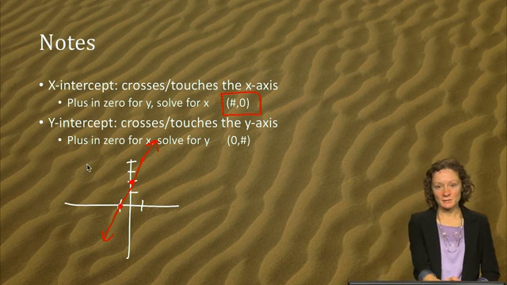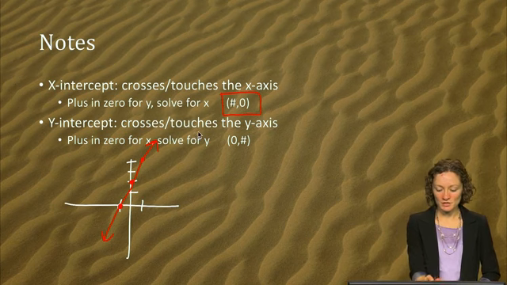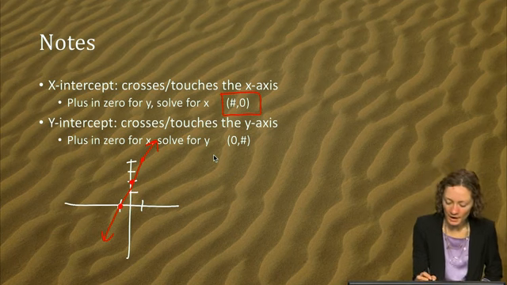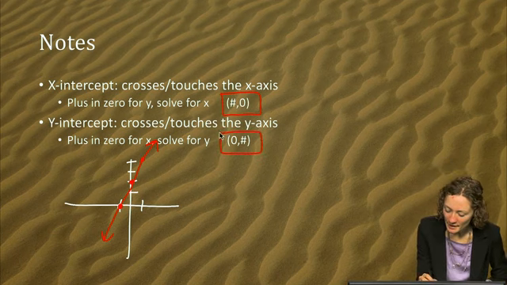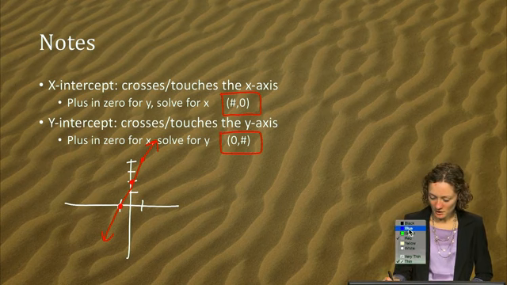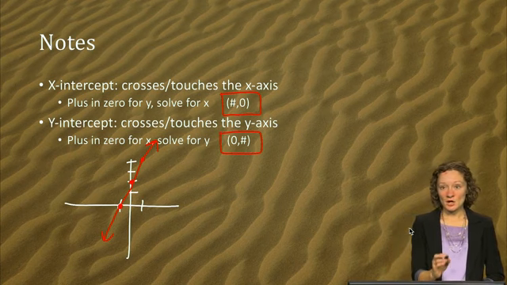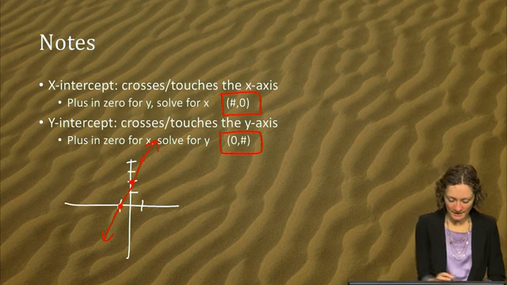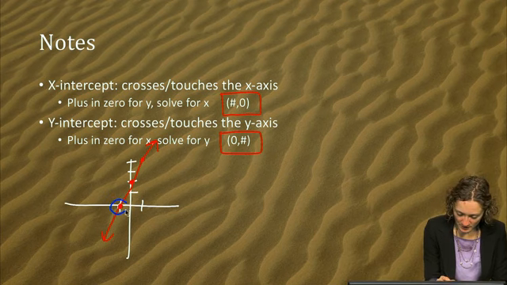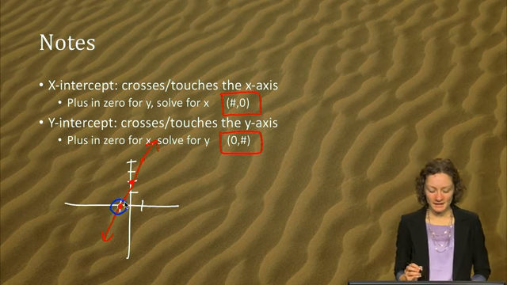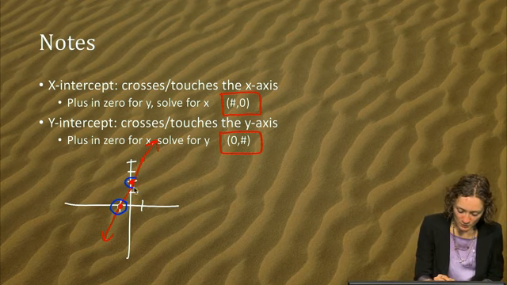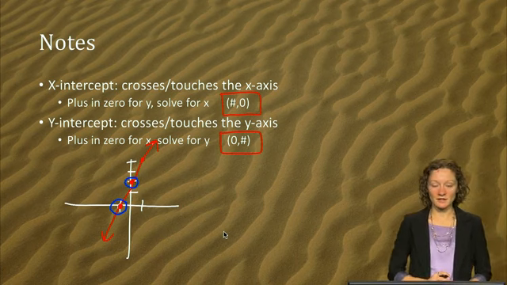And then your y-intercept is the same, but for y. It crosses or touches the y-axis. To find it, you plug in 0 for x and then solve for y. And your ordered pair looks something like this, 0, comma, a number. So on the graph, your x-intercept crosses or touches the x-axis. Remember, this is the x-axis, so the x-intercept would be this ordered pair right here. And then your y-intercept crosses or touches the y-axis, which would be this point right here.